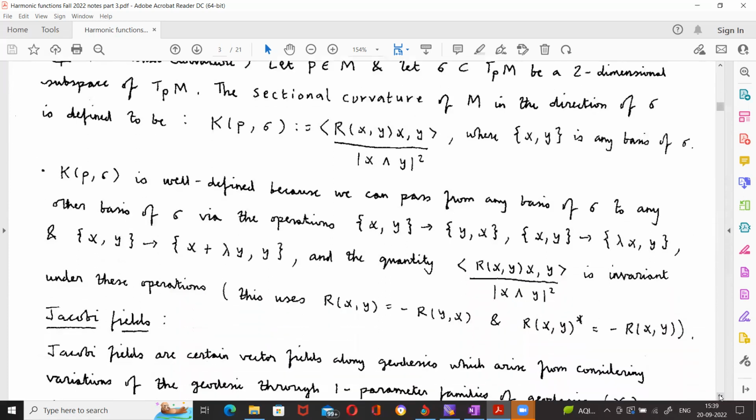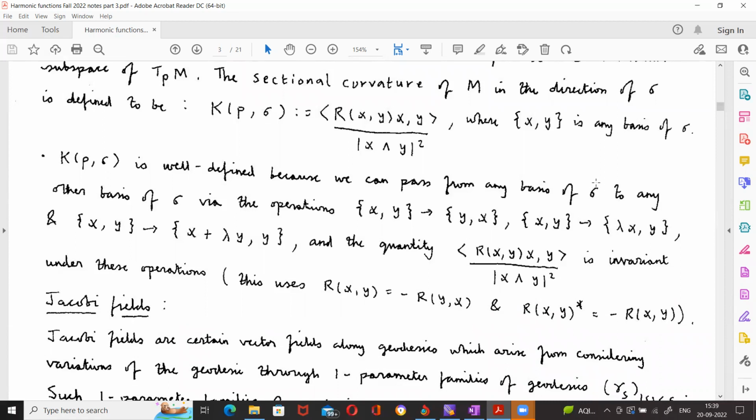That is because sigma is a two-dimensional vector space, so we can pass from any basis of sigma to any other basis via these elementary operations. One is you interchange the basis elements, (x, y) goes to (y, x). Another is you multiply one of the basis elements by a scalar, (x, y) goes to (lambda x, y). And the third operation is (x, y) goes to (x plus lambda y, y). So we can pass from any basis to the other via these three operations. That's just something about two-dimensional vector spaces.